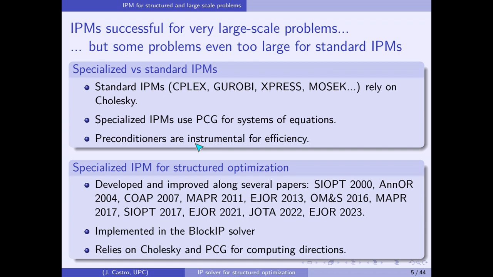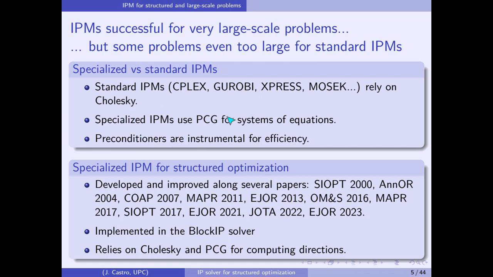What's the main difference between standard interior point methods, such as those algorithms implemented in CPLEX, Gurobi, Xpress, Mosek, and these other specialized interior point methods? The main difference is the way they solve the Newton direction. In the standard interior point methods, these solvers usually solve the normal equations by Cholesky factorizations. These are very efficient, very robust. But when the problems are huge, they may have some numerical and computational problems. On the other hand, specialized interior point methods normally use some sort of conjugate gradient, or mixed conjugate gradient with Cholesky factorization, for the solution of the Newton equation. And usually they need some good preconditioner.